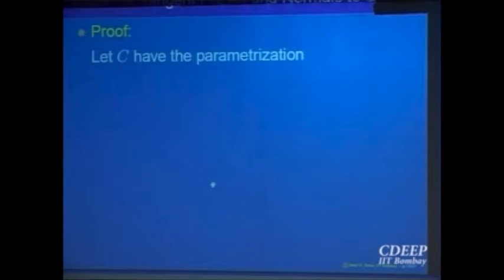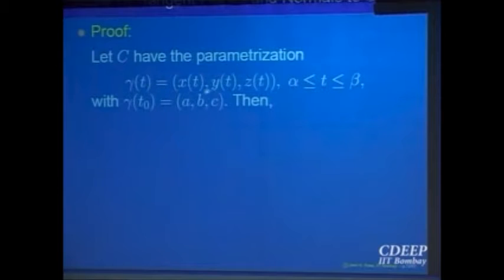So C is having a parameterization gamma(t), say x(t), y(t), z(t), t between alpha and beta, and at the time t0, the curve is passing through that point P. So it's a curve which is a function of one variable t. At time t equal to t0, it passes through the point P. And now this curve lies on the surface, so we must have that relation that f of x(t), y(t), z(t) is equal to 0 for t between alpha and beta, right?